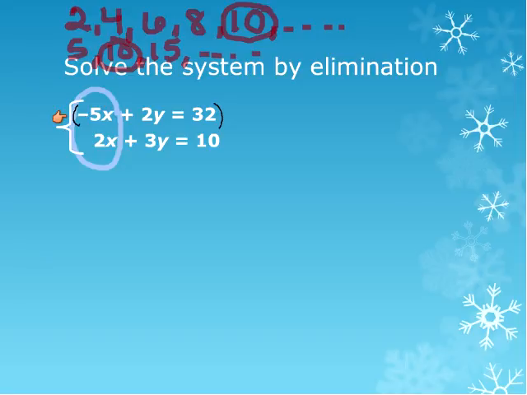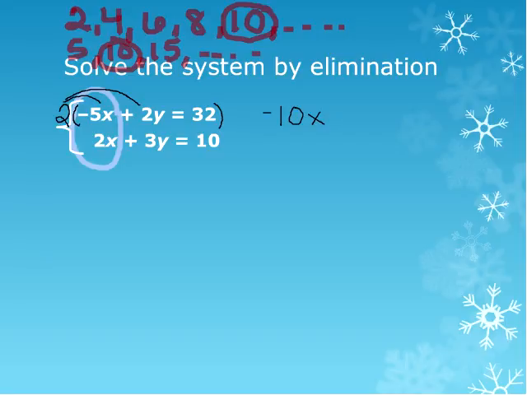So negative 5 times 2. And we want to make sure it stays a negative, right? Because we don't want to change their signs at all. So we're going to multiply through by a 2. So I'm going to go ahead and do that first. That's going to give me my negative 10x.